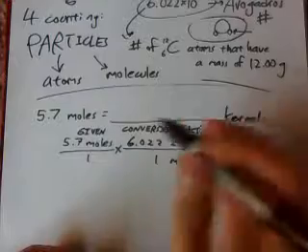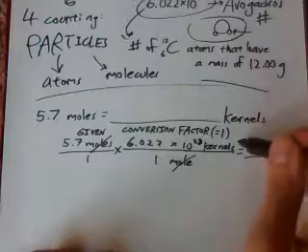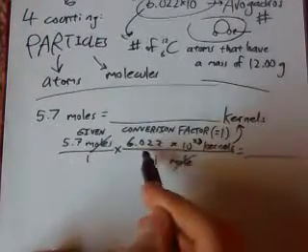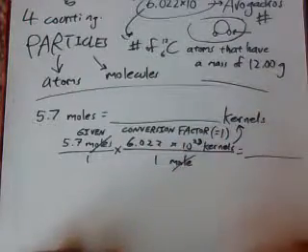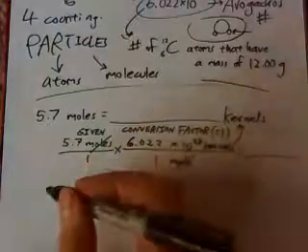And then we simply get our answer. Moles are canceled out, so for the number of kernels, we take 5.7 and multiply it by 6.022 times 10 to the 23rd. I'll let you multiply that yourself.